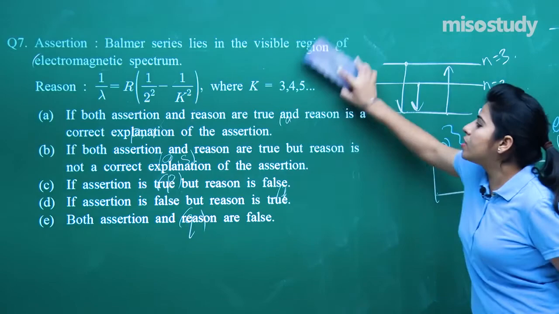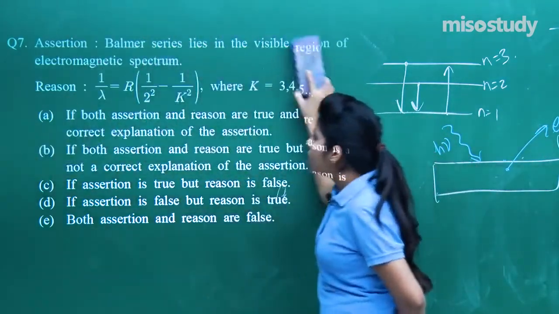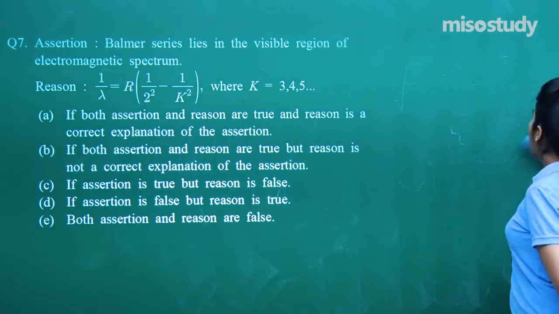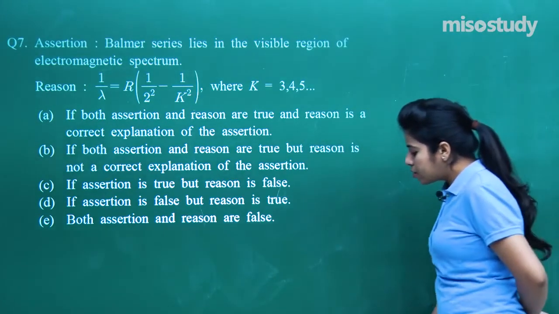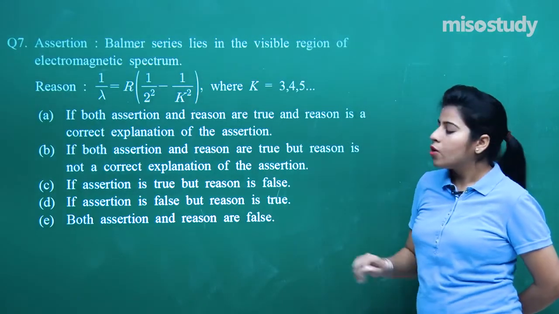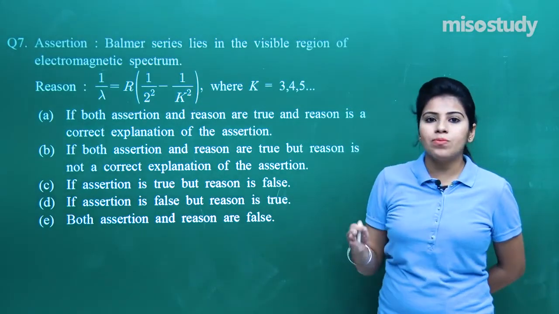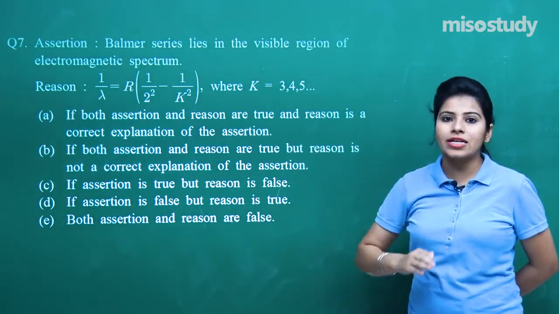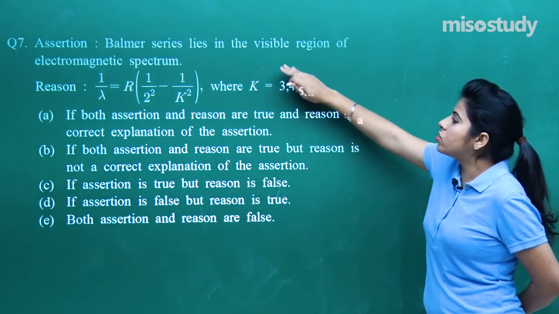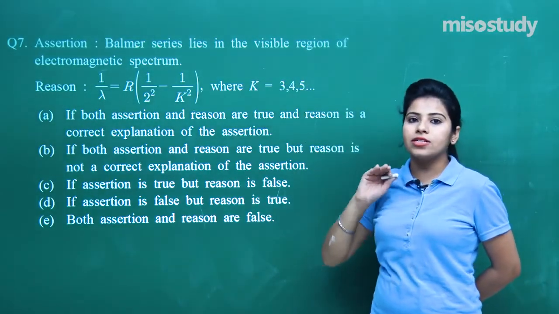This question number 7 is of a different category, the assertion-reason type question, where an assertion will be given to you, a reason will be given to you, and you have to tell whether both are correct and the reason is the correct explanation for the assertion, whether both are false, whether both are true, and whether both are true but the reason is not the correct explanation for the assertion. Let us consider the assertion: Balmer series lies in the visible region of the electromagnetic spectrum.